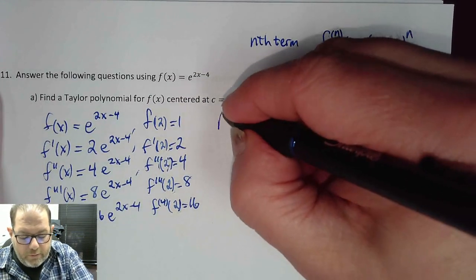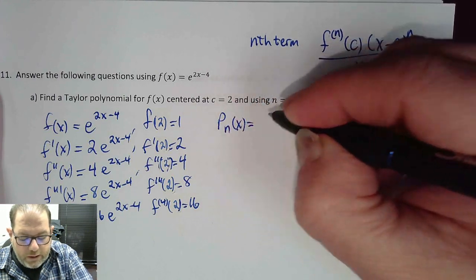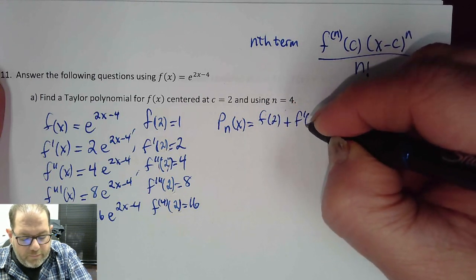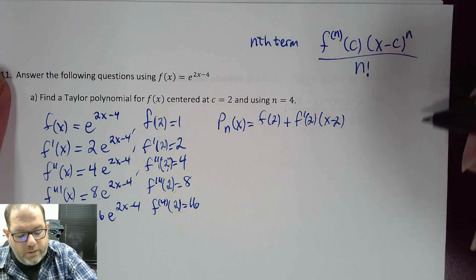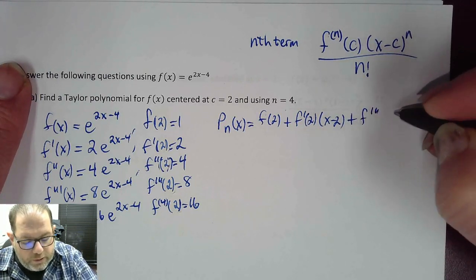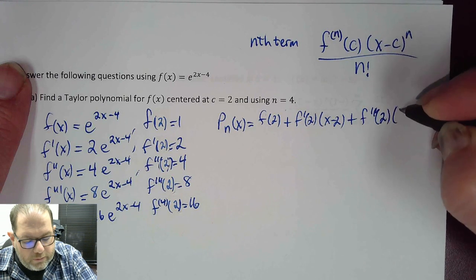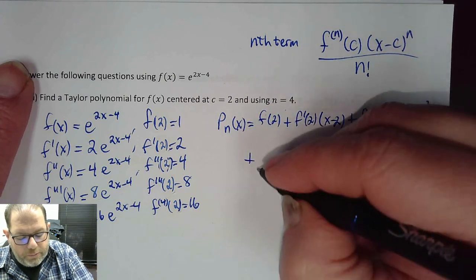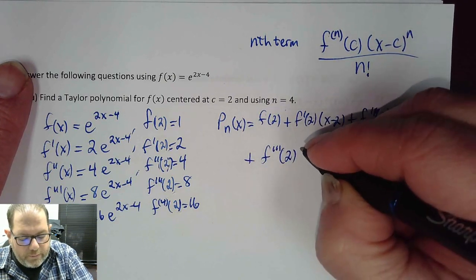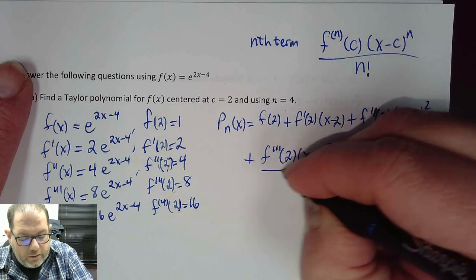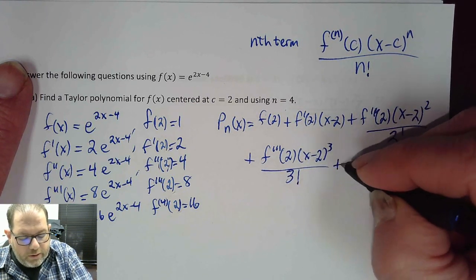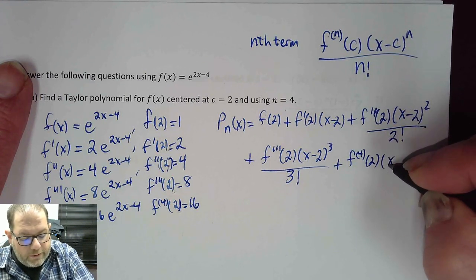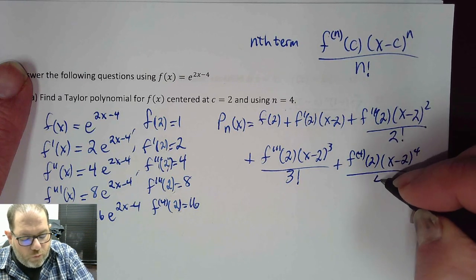So p sub n of x, we're going to have f of 2 plus f prime of 2 times x minus 2 plus f double prime of 2 times x minus 2 squared over 2 factorial plus third derivative at 2 times x minus 2 to the third over 3 factorial, and then the fourth derivative at c equals 2 times x minus 2 to the 4 over 4 factorial.